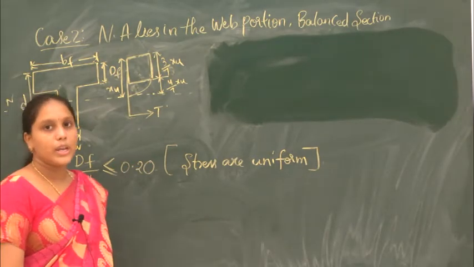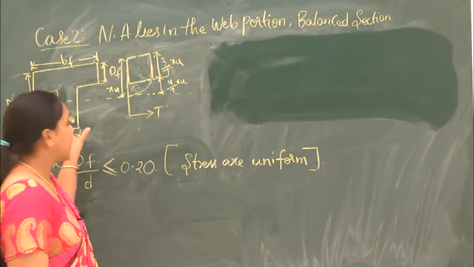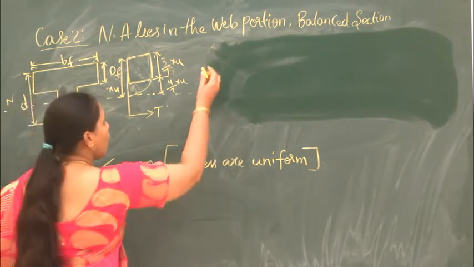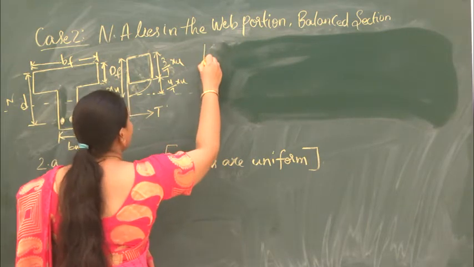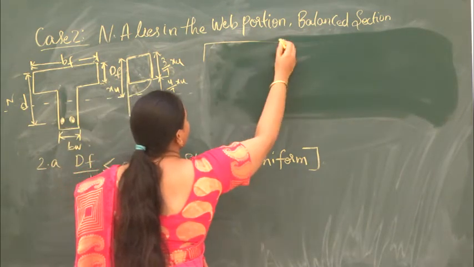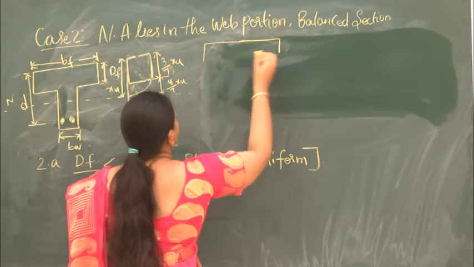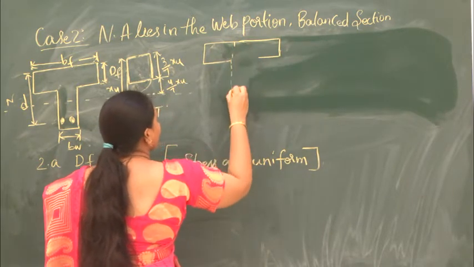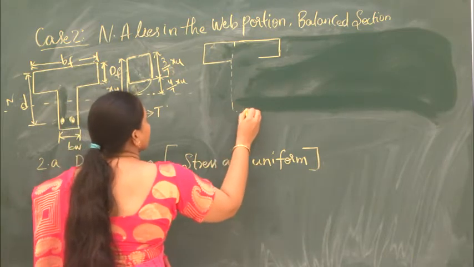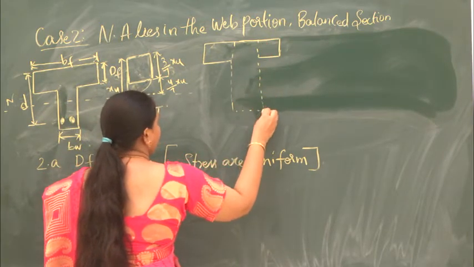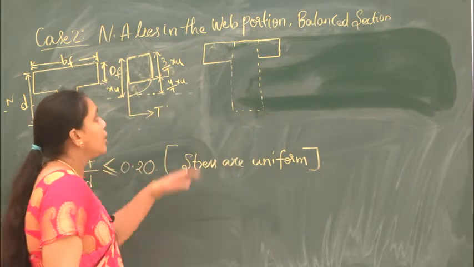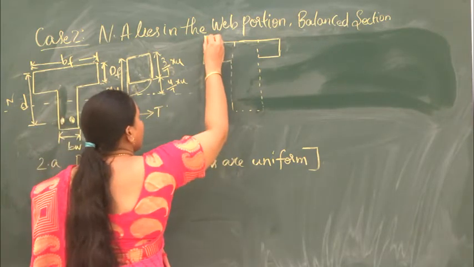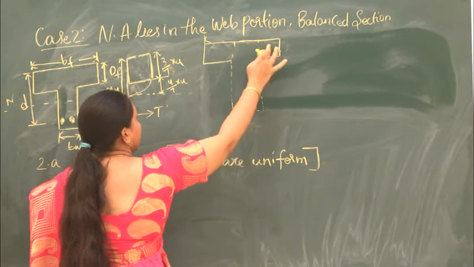So for analyzing this, I am going to divide this particular T section into two parts. In this part, I am going to consider these two portions. So what will be the length here now?